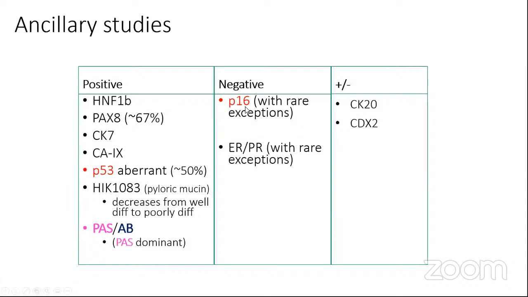With very rare exceptions, the P16 should be negative or only focally positive. And again, with rare exceptions, the ER and PR should be negative. Because these have a gastrointestinal phenotype, they will stain with CK7 and CDX2, at least focally.